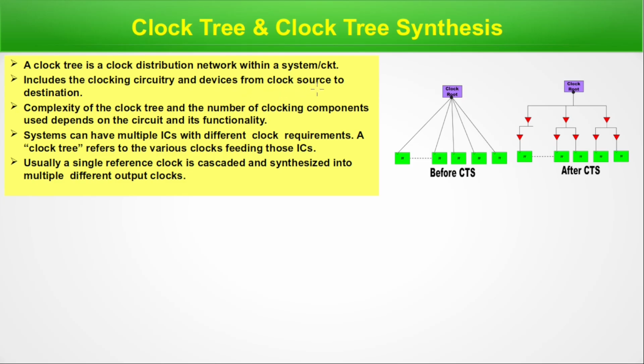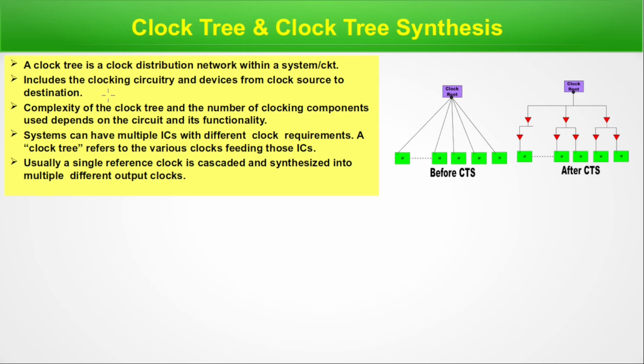A clock tree includes the clocking circuitry and devices from clock source to destination. Clock tree is a very important and integrated part of a circuit or chip. A sequential circuit works as sequential because of clock. In a design, clock signal must be present in each and every sequential leaf level component or flip-flop. Therefore, clock signal has to travel a longer path, and we already have discussed that in the power management series. Clock signal travels a longer path and consumes a lot of power. So that is very important from the aspect of power management.